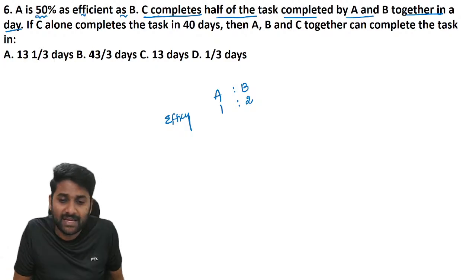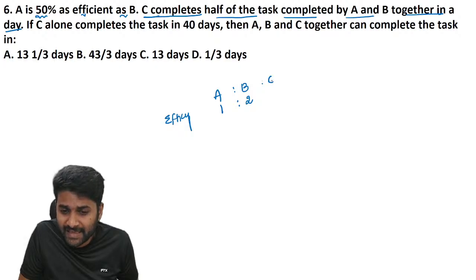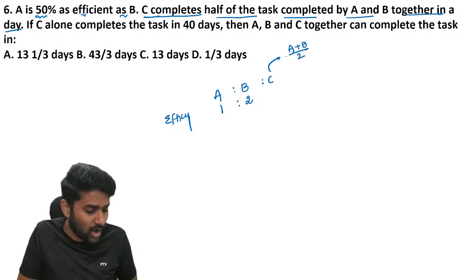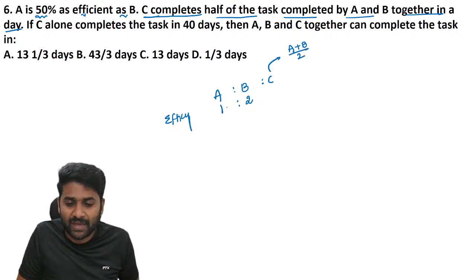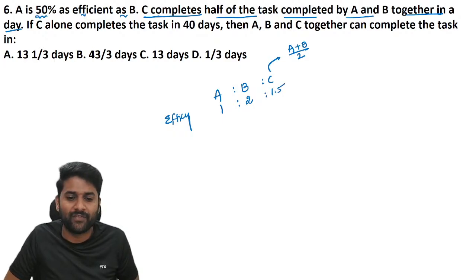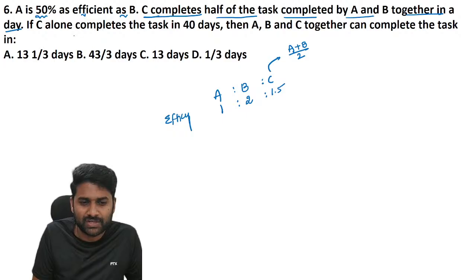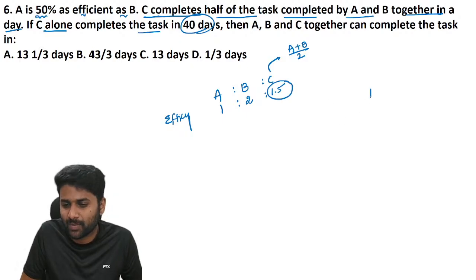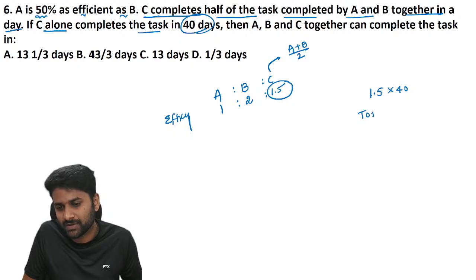So what it means? The efficiency of C is (A plus B) by 2. If A and B together complete 3 units, then C's efficiency is 1.5 units. Now the question: C alone can complete the task in 40 days. If C's efficiency is 1.5 units per day, he takes only 40 days. Now what is the total work here? The total work is equal to 60 units.